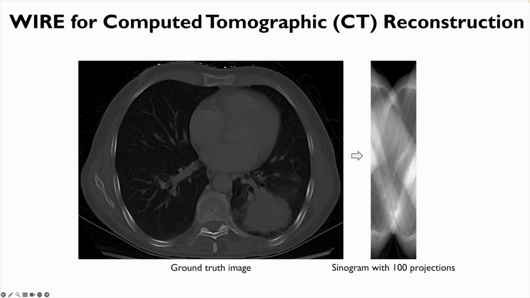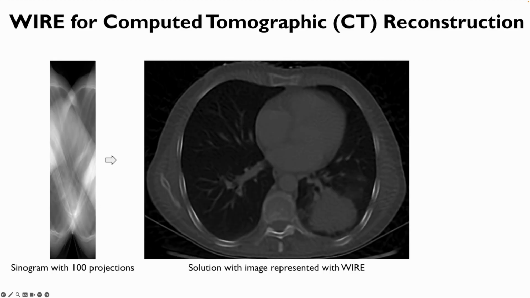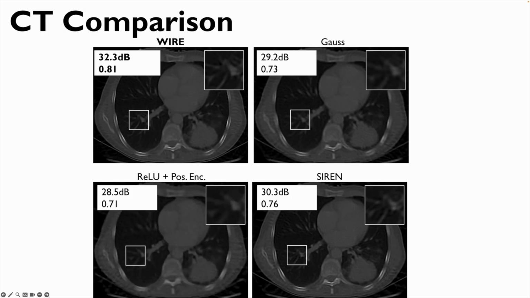This strong regularizing capability is particularly helpful for challenging inverse problems, such as computed tomographic or CT reconstruction. In CT reconstruction, we observe a small number of projections of a ground truth image and want to then recover the original image. By representing the image as an output of WIRE, we can reconstruct a high-quality image from the projections. And as a result, WIRE is better at inverse problems both qualitatively and quantitatively.